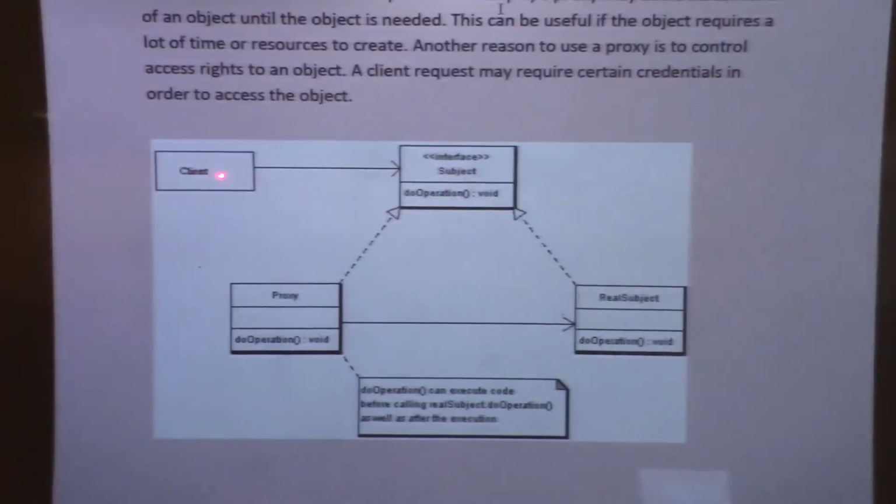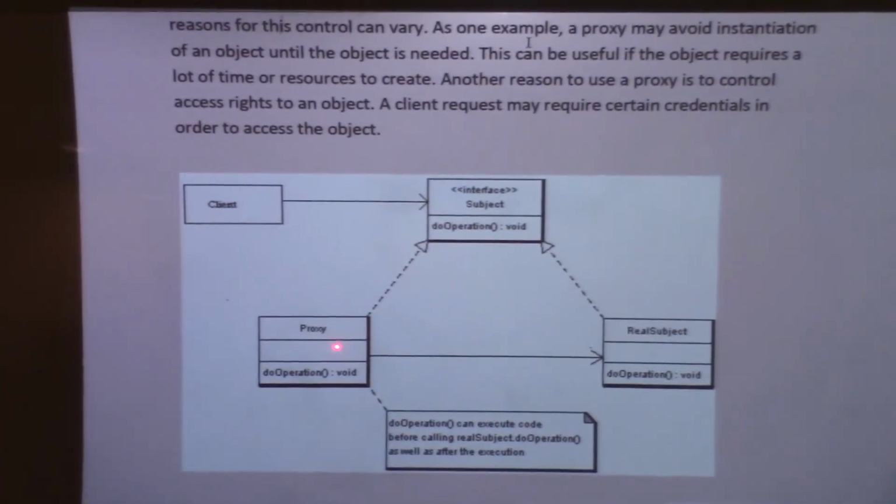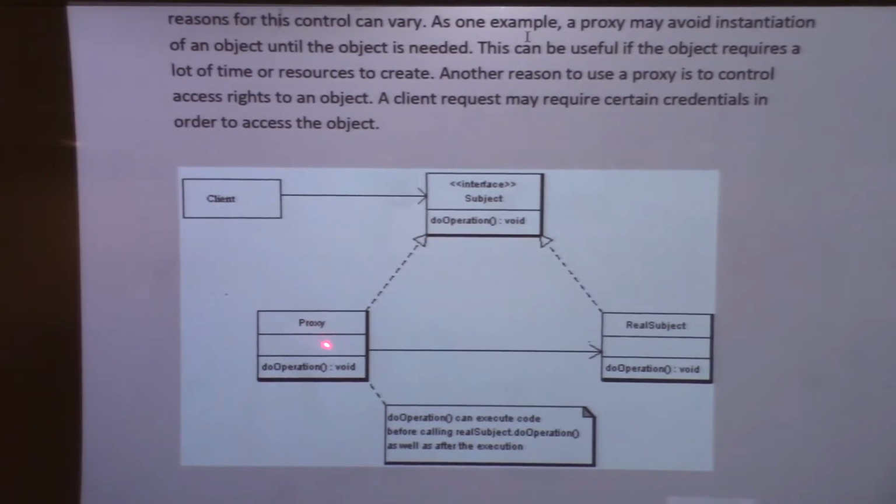This is one example. So what we have here is a client, then a proxy, and the proxy has access to the real subject.